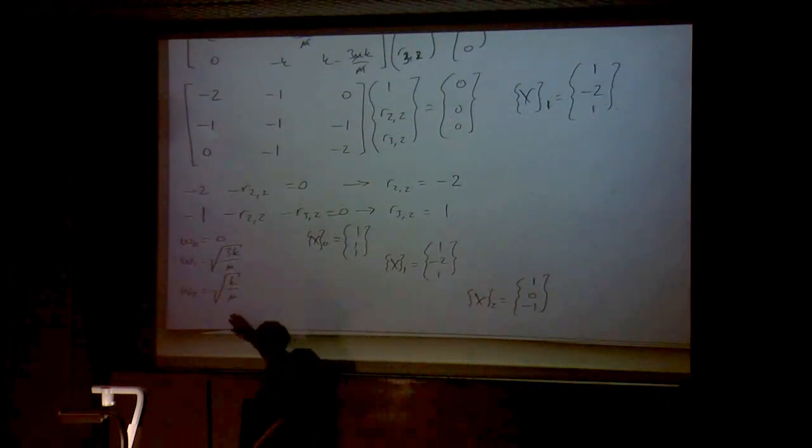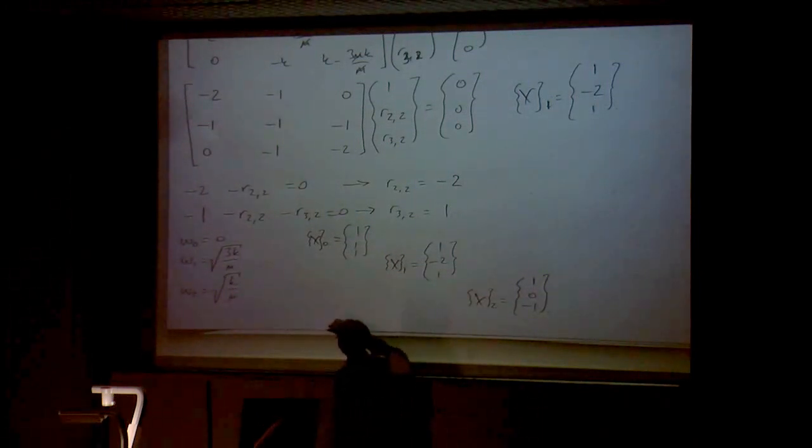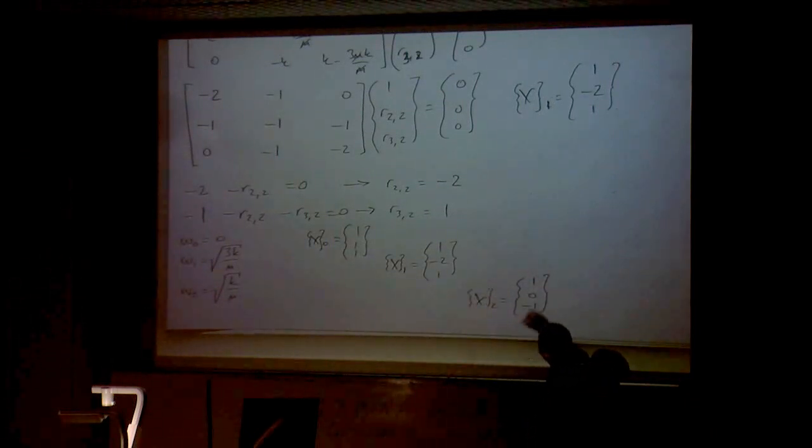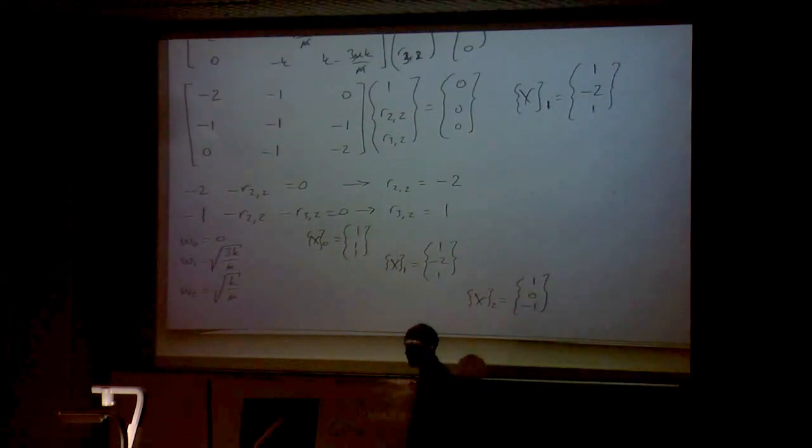In this case, when omega 2 is root k upon m, you have this mode shape where mass 1 and mass 3 are moving in opposite directions but by equal amounts. The mass in the middle doesn't move at all. There's your three mode shapes. Okay.